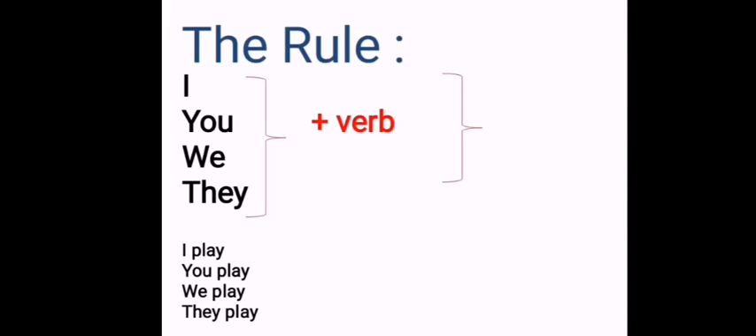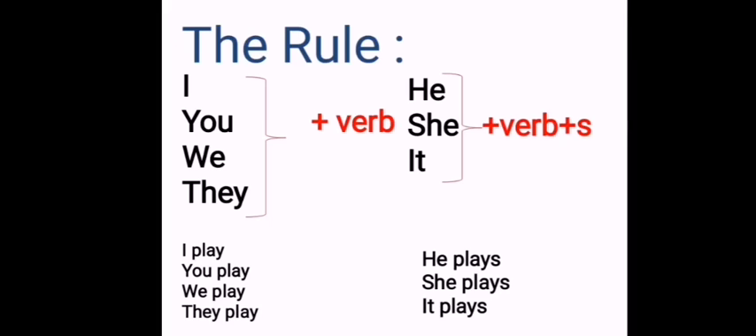Okay? Now, with he, she, it, we add an S to the verb. Let's take an example. He plays, she plays, it plays. Okay, so always with he, she, it, we add an S to the verb. This is really important. Okay, with he, she, it, we add the verb and we add an S to the verb. So we say, I play, he plays, you play, she plays. Okay, this is really important.